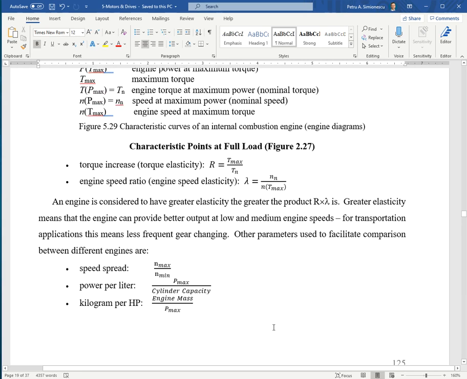And we call an engine that has greater elasticity when the product R times lambda is greater. And it means that the engine can provide better output at low and medium engine speeds for transportation applications, like gear changes. We have speed spread.